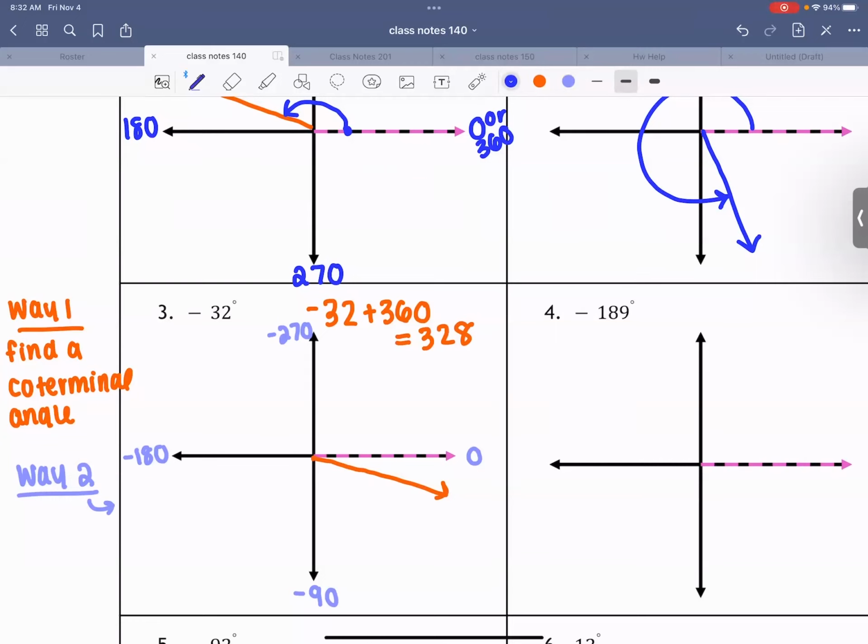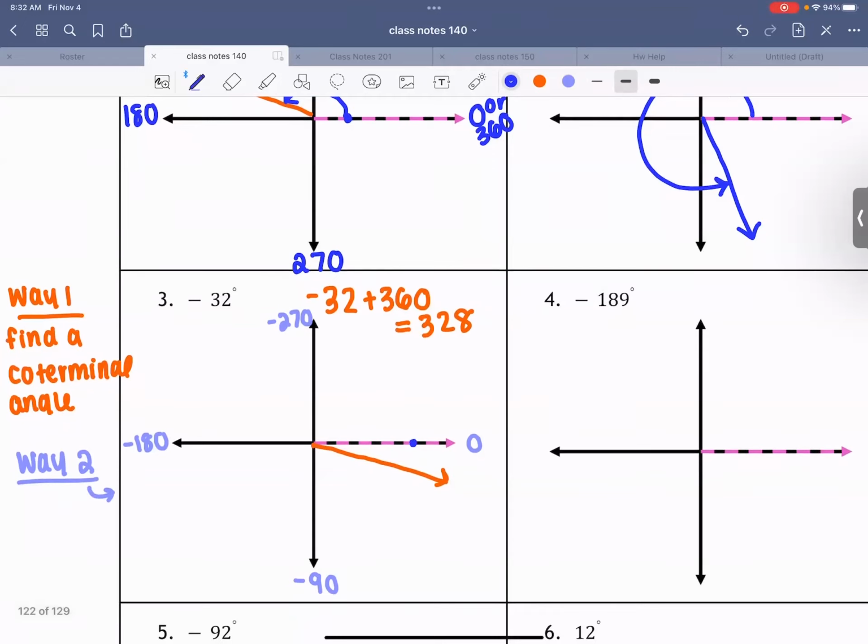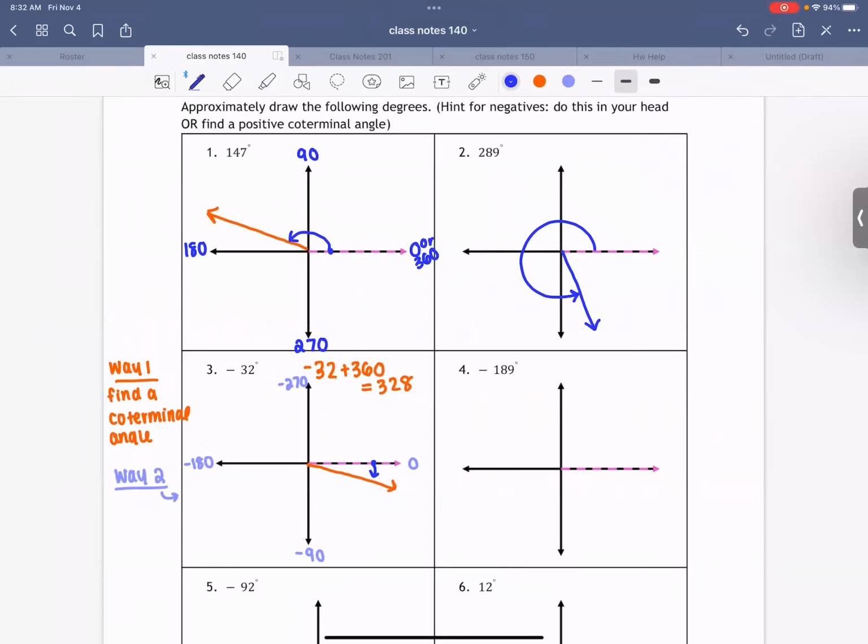Now I have a negative angle. Am I going clockwise or counterclockwise? Clockwise, right? So I'm starting here and I'm going down. All right, we'll pick up on this next class, but I think we have a quiz to go over, right? All right.